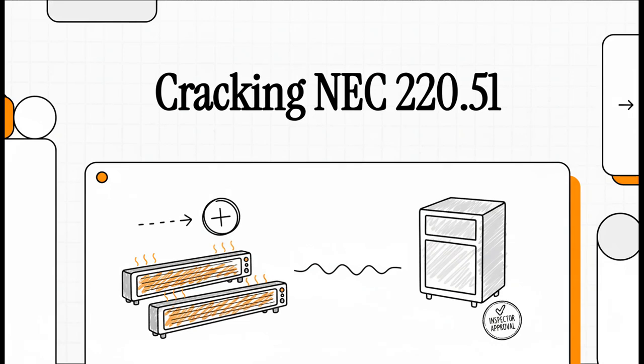All right, let's jump right in. We are cracking open the National Electrical Code to talk about a section that is so important, but man, it can cause a lot of confusion. NEC 220.51. This is all about how you calculate the load for fixed electric space heating. If you get this right, your project is safe, it's efficient, but if you get it wrong, well, that's when you run into some serious problems.